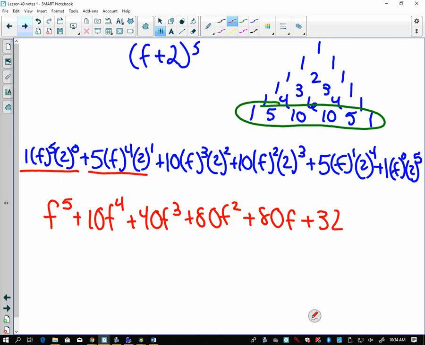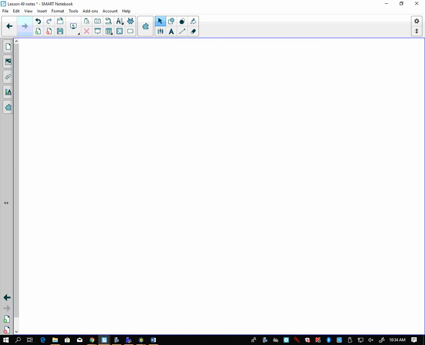Take a look in your book. F to the fifth plus 10f to the fourth plus 40f cubed plus 80f squared plus 80f plus 32. That's our answer. Okay? Do we feel pretty comfortable about this now? All right, great. Which I think is a lot easier than some of the stuff that they're trying to show. Okay? It's just finding the pattern and then going back and doing all of the multiplication.